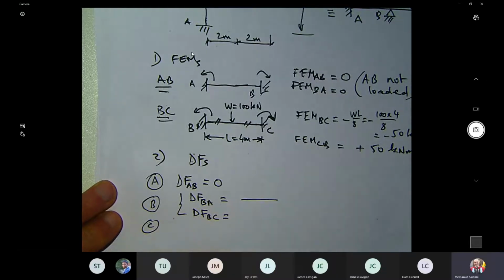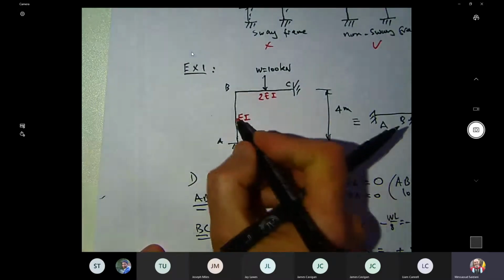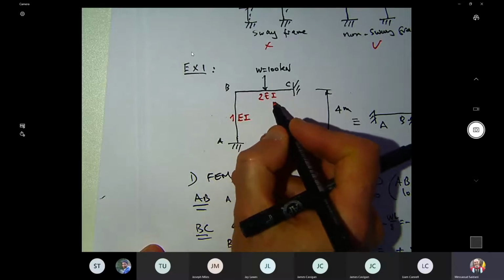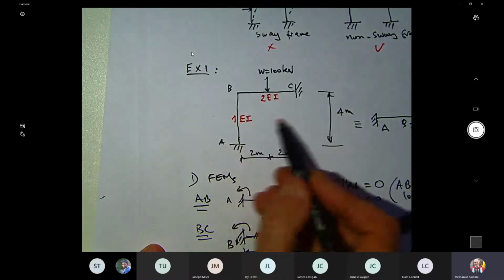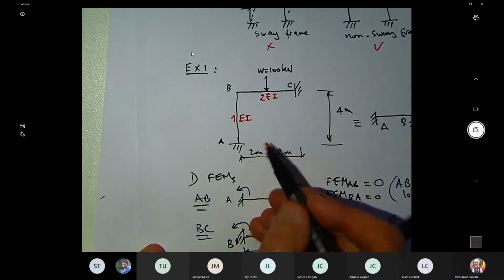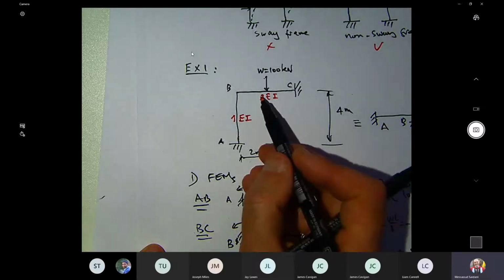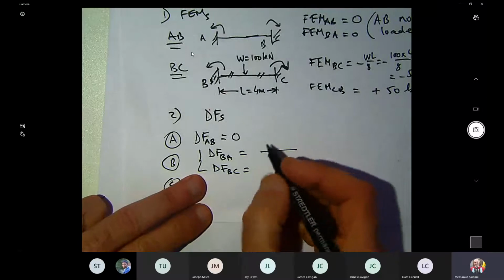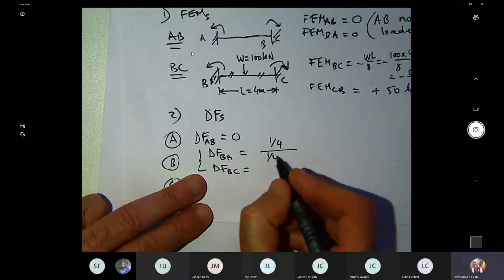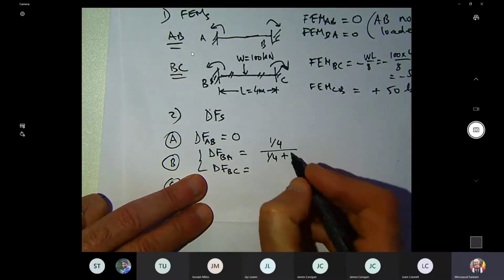Okay, for member BA, stiffness of BA, which is 1. Okay, look here, as if we had a 1. Can you see we have EI? This is as if you have 1 EI, and this is as if you have 2 EI. Is that clear? So we have 1 over 4 and 2 over 4. You got that? Yeah, so it's 1 over the length 4 and 2 over the length 4 when you do that, okay? So we have stiffness of BA, which is 1 over 4, divided by stiffness of BA, 1 over 4, plus stiffness of BC, 2 over 4.